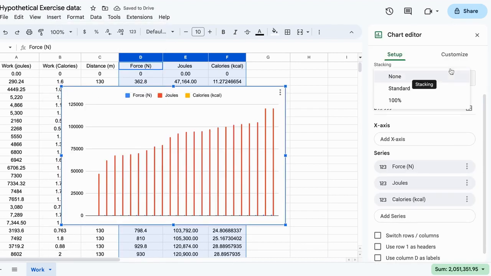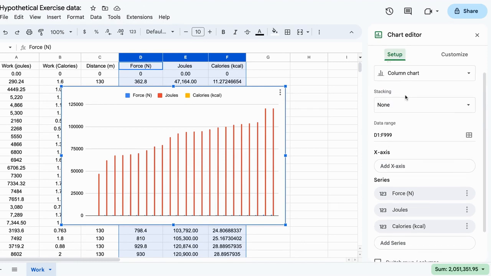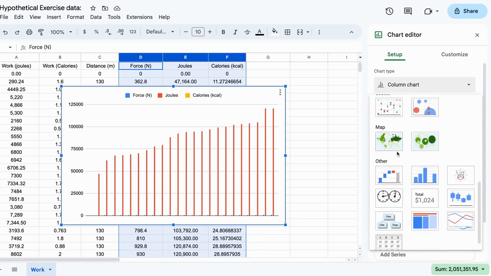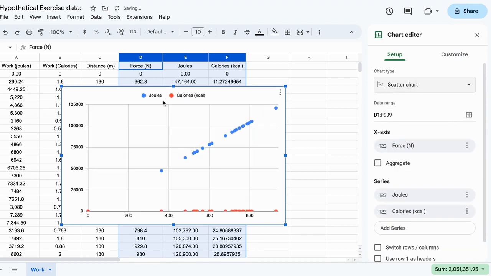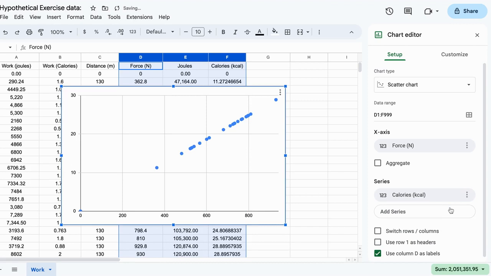And again, under setup, we want a scatter. What's it doing? Oh, up here, scatter plot. And I don't want joules and calories. I don't want two lines. I just want to focus on calories. So here's what you do. You go over here to series, setup, series, and click this little 3 dots and remove the joules. So now all I have is calories. Okay. Make sure this is checked. Sometimes that doesn't appear. Use column D as labels and then calories.